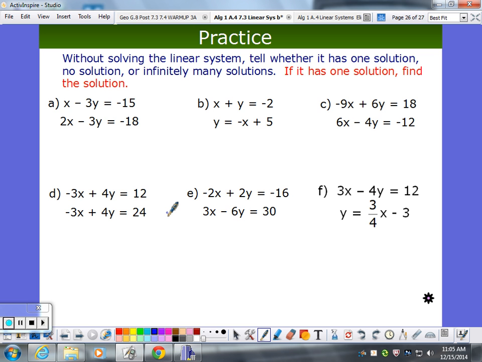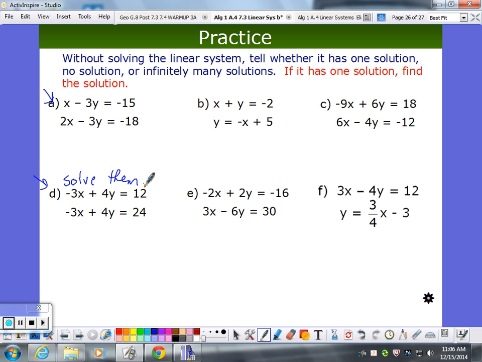So what I want you to do is without solving the linear system, tell whether it has one solution, no solution, or infinitely many. And if it has one, find it. And I tell you what I'm going to do. For this first row, those are your directions. For this second row, just try and solve them.